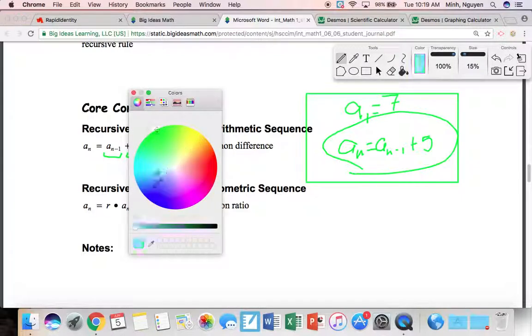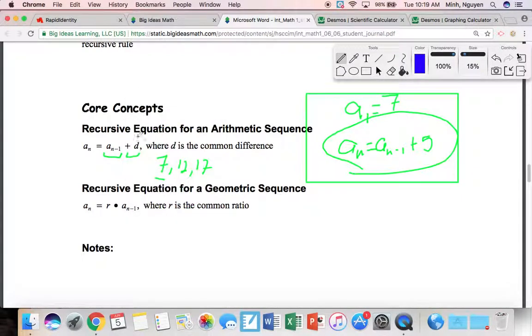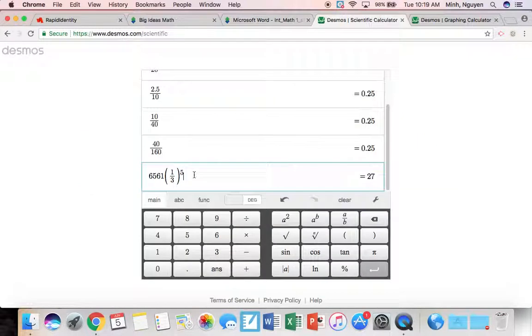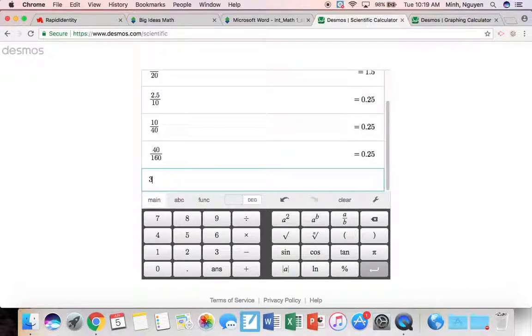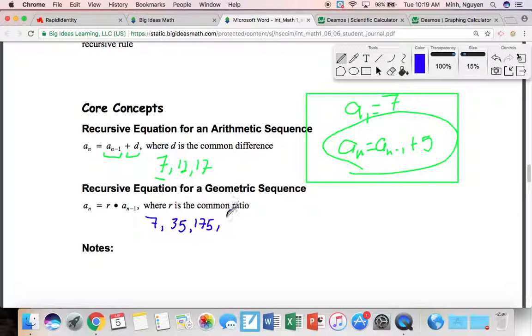Recursive, and I'm actually going to change to blue because it's just more appealing to me. Recursive equation for a geometric sequence. Now let's say we're taking 7 and we're multiplying by 5. So you have 35. Oh boy, what's 35 times 5? 150 plus 25, 175. 35 times 5 is 175, times 5 is 875. So here the common ratio is 5.